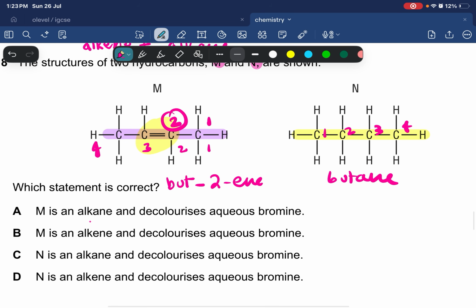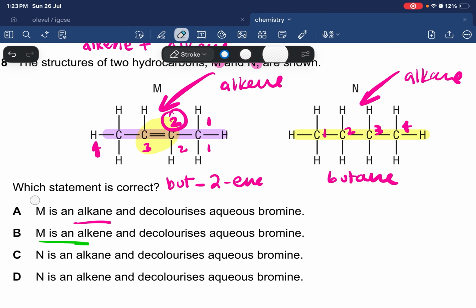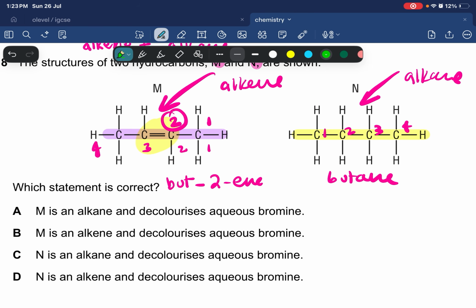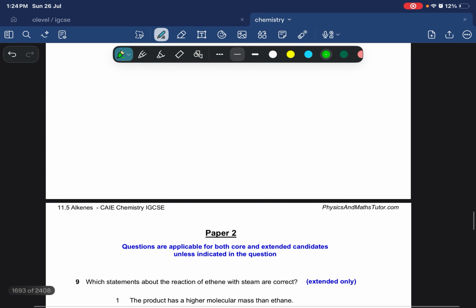Okay, M is an alkane. No, M is an alkene. Why? Because this one has unsaturation, so it's an alkene, and this one is an alkane because it has saturation. M is an alkene. No, N is an alkene. Oh, sorry, I just messed up a little. You have to be careful that M is an alkene. Yeah, sorry, I read it wrong. And it decolorizes aqueous bromine. Yeah, that's correct. This one is an alkene because it has this bond, and it's going to decolorize bromine because of the bond.